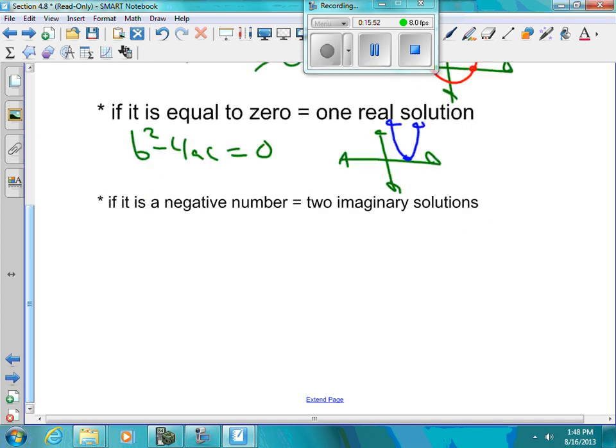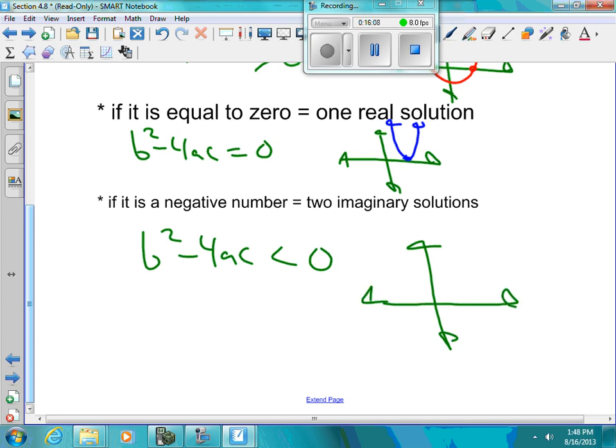If we have a negative, then it's a negative discriminant. B squared minus 4ac then would be smaller than 0. And when we graph it, it's completely above or completely below the x-axis. I'll drop below this time. So the other one above. Okay, so that's the situation we have.